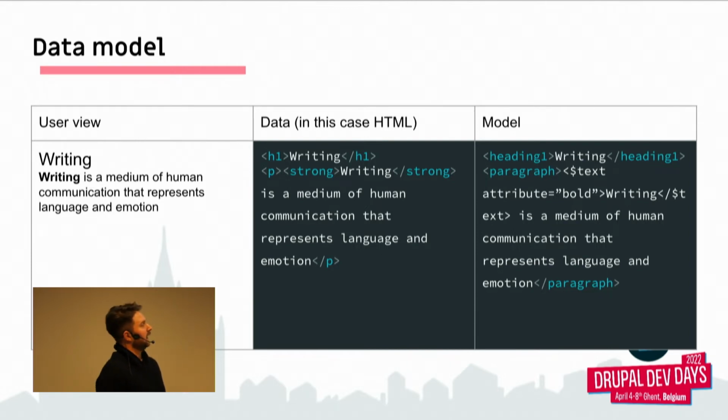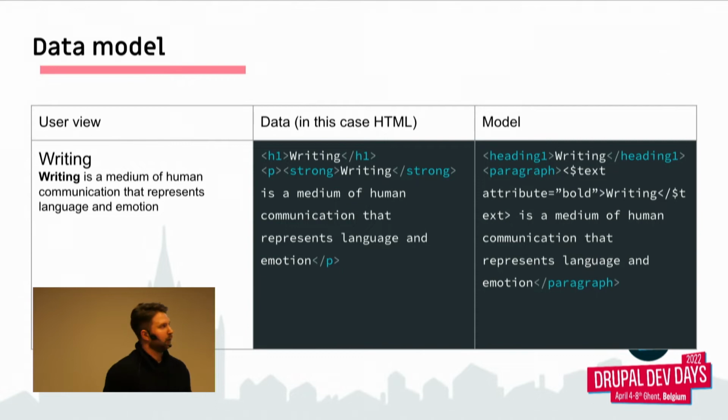For example, a P element is now a paragraph, and H1 is a heading 1. What is interesting there is that, for example, the strong is converted to an attribute. That just makes it easier for CKEditor 5 to handle that. But we don't really have to be too concerned about that. It's just an example of how the internal CKEditor 5 data model can be quite different from the HTML in some cases.